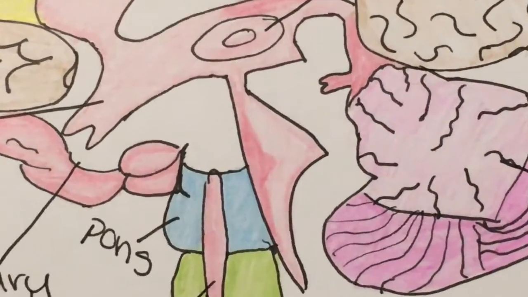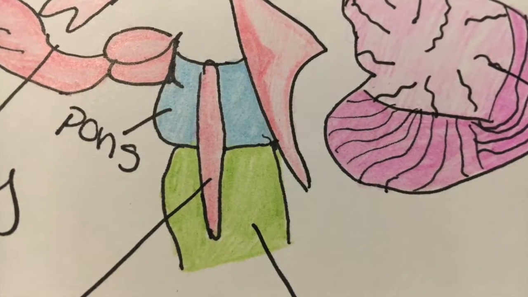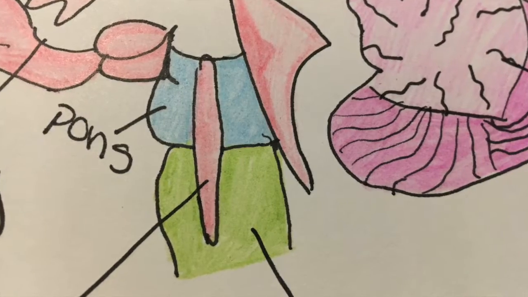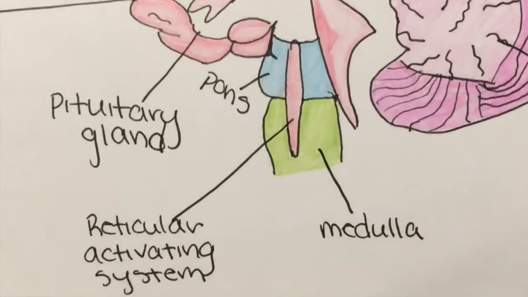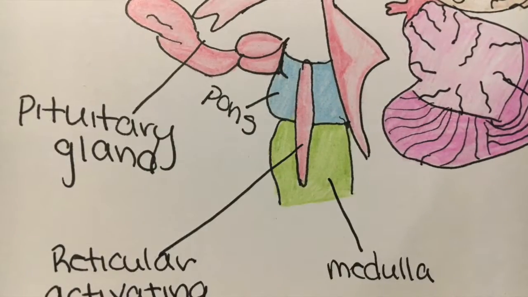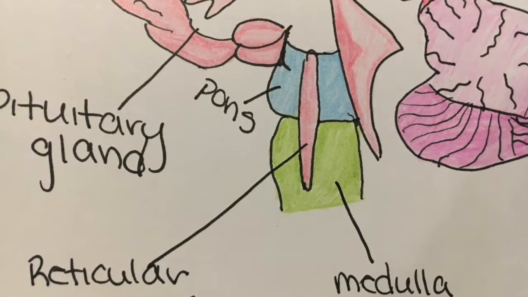Pons. Part of the brainstem that has neural pathways that conduct signals from brain to cerebellum to medulla to the thalamus. The reticular activating system. Responsible for regulating wakefulness and sleep-to-wake transitions. Its most influential component is the reticular formation.